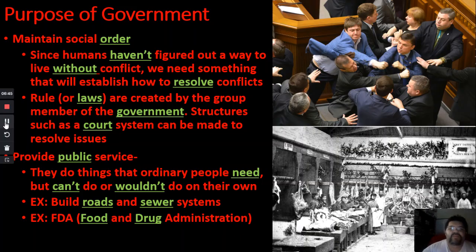Now, the purpose of government. There are 4 purposes. I did not put them in any specific order, really. The first one is to maintain social order. Okay, now what does that mean?